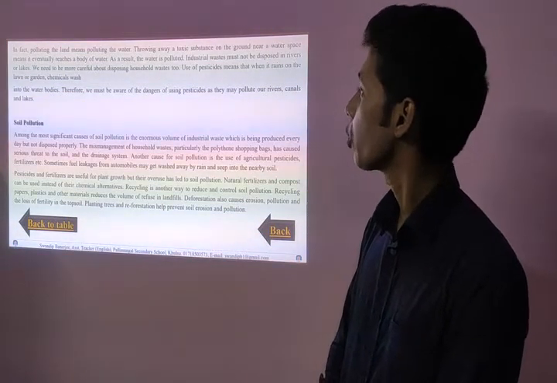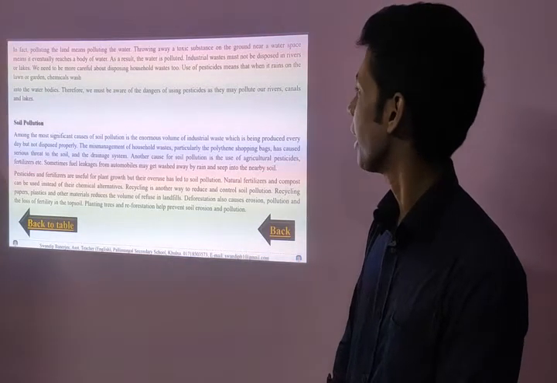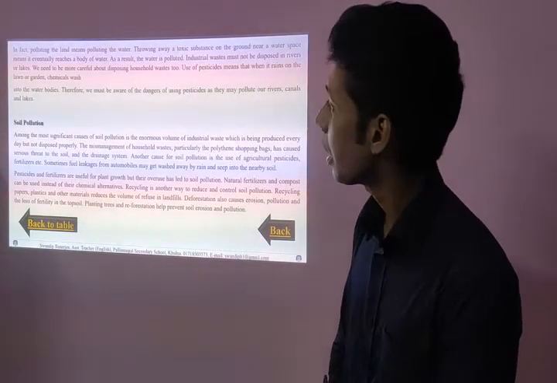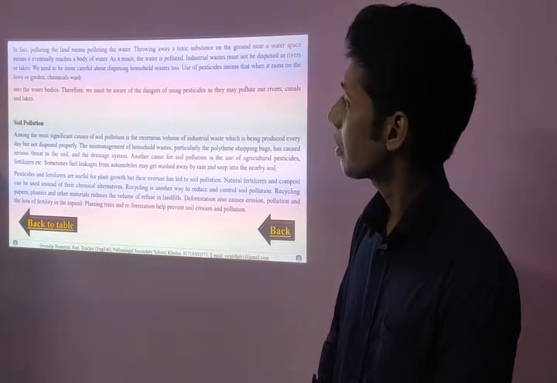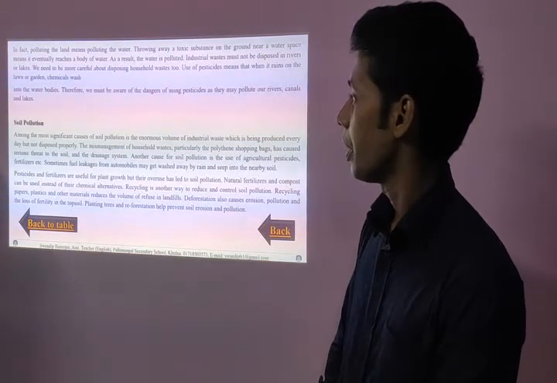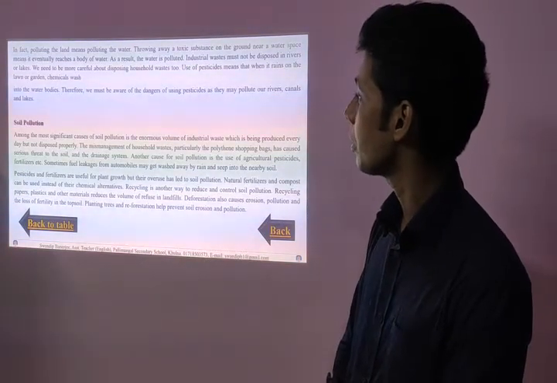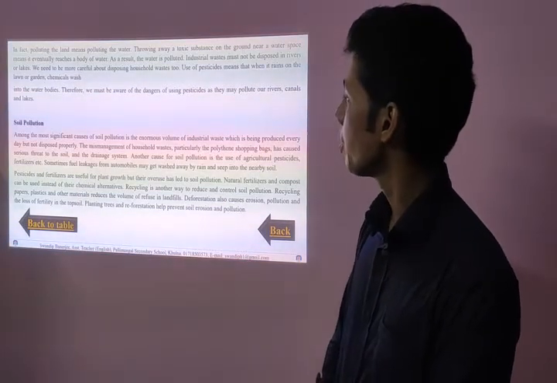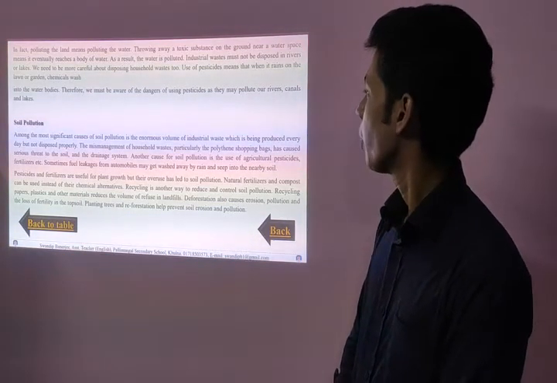Use of pesticides means that when it rains on the lawn or garden, chemicals wash into the water bodies. Therefore, we must be aware of the dangers of using pesticides as they may pollute our rivers, canals, and lakes.